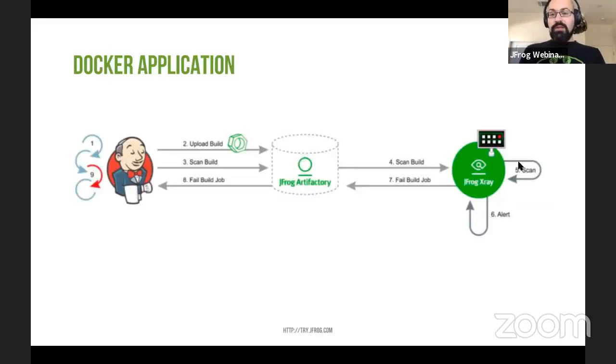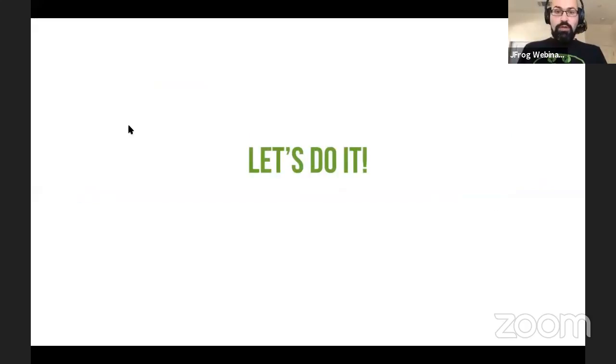Xray will scan the build, and if something didn't work, it will send an alert. We will get this alert by email or in the UI. We'll use the UI in our example. And then it will ask Jenkins to fail the job. This request will be propagated to Jenkins, and Jenkins will fail the job if something didn't work out. So this is how the more complicated Docker application pipeline works.